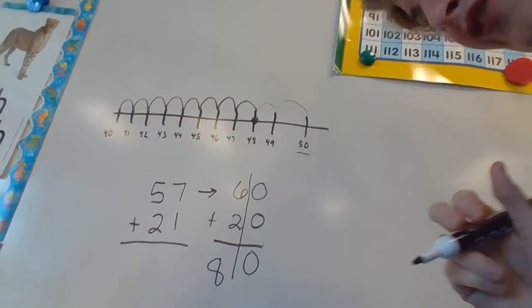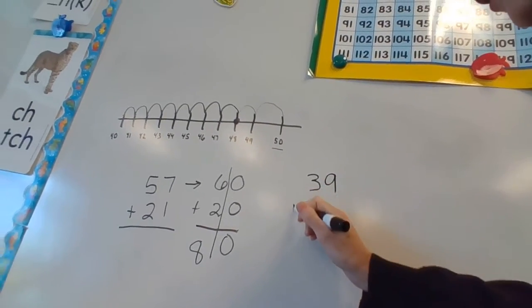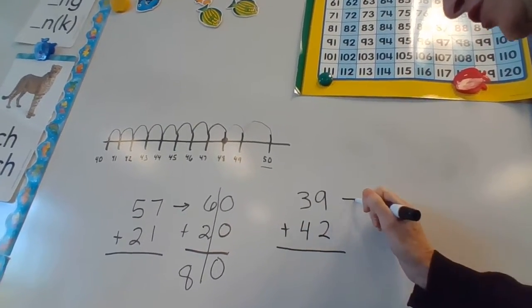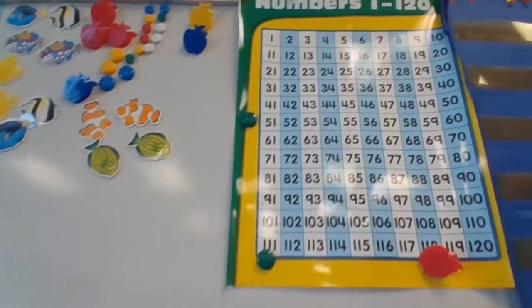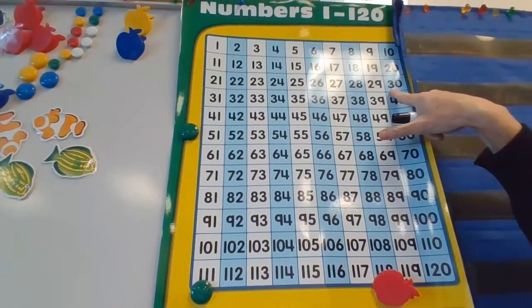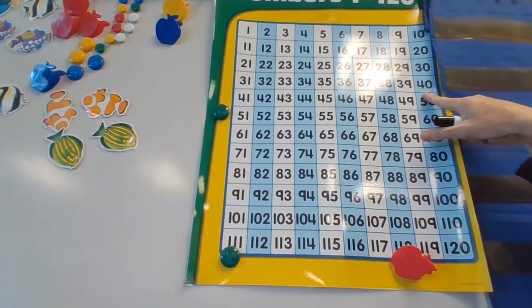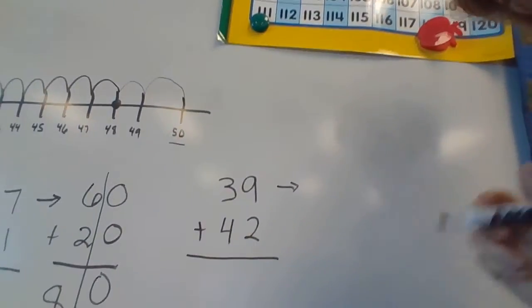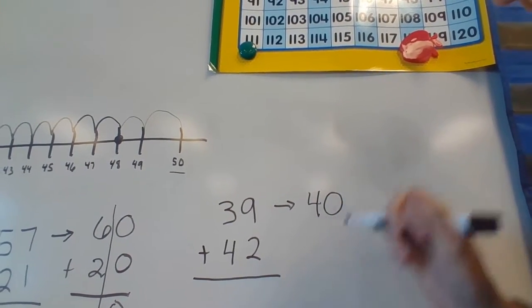Let's do another one together. Say I have 39 plus 42. Okay, so I'm going to estimate. What is 39 closest to? What 10? So look up here at your hundreds chart and I have 39. Is 39 closer to 30 or is 39 closer to 40? Jake? That's right, it's closer to 40. It's only one away from 40. So I come back to my problem and I say 39 is closest to 40.